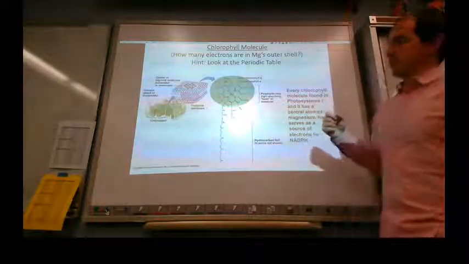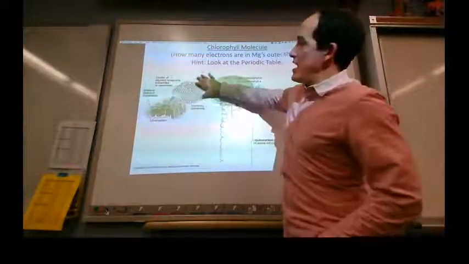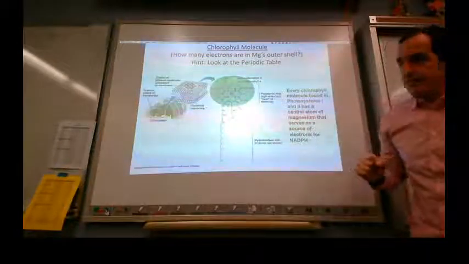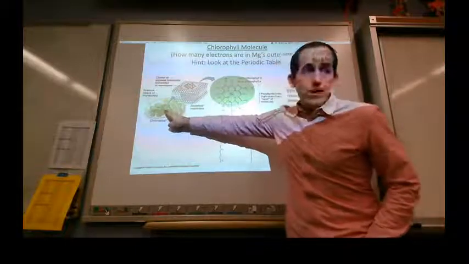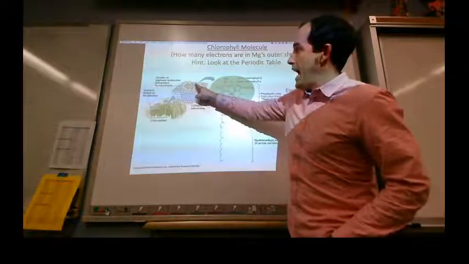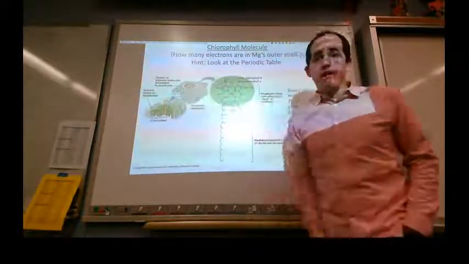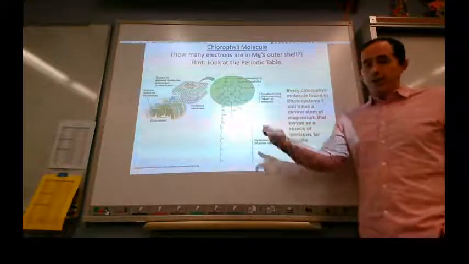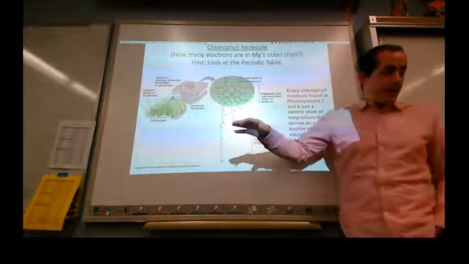So we're going to start here, okay? Within the chloroplasts of plants, on the inner membrane, we have these clusters of chlorophyll pigment molecules, okay? Chlorophyll A, chlorophyll B. We also have these carotenoids.